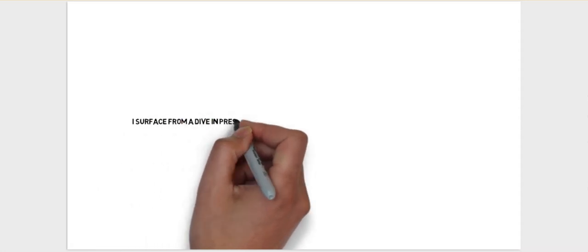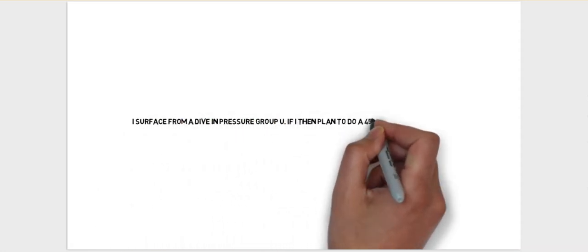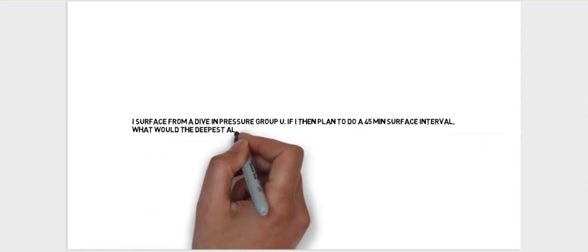This is probably the easiest question in quiz 2. I surface from a dive in pressure group U. If I then plan to do a 45-minute surface interval, what would the deepest allowable depth be if I wanted to do a second dive of 50 minutes?